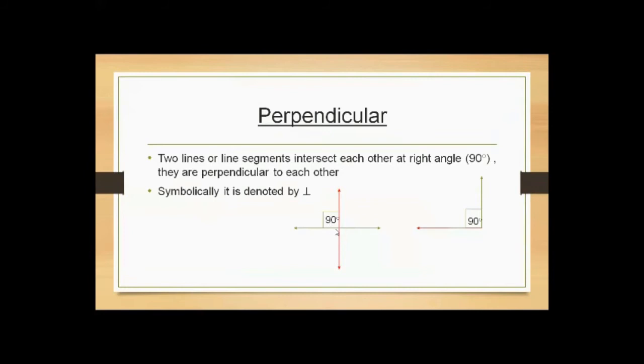As you see, students, here I drew a line with red color and another line with green color. They intersect each other at 90 degrees. Because they construct 90 degrees, they are perpendicular to each other. These two lines are perpendicular to each other. There is another example. They intersect at this point and construct 90 degrees, so they are perpendicular.